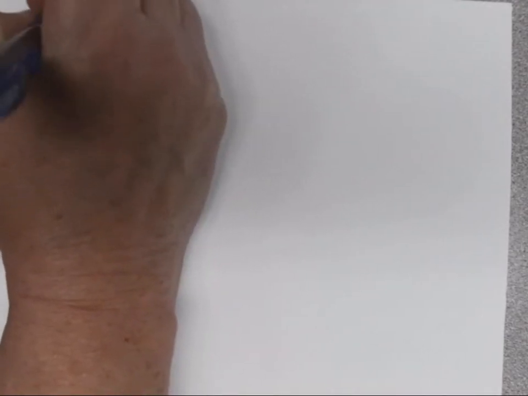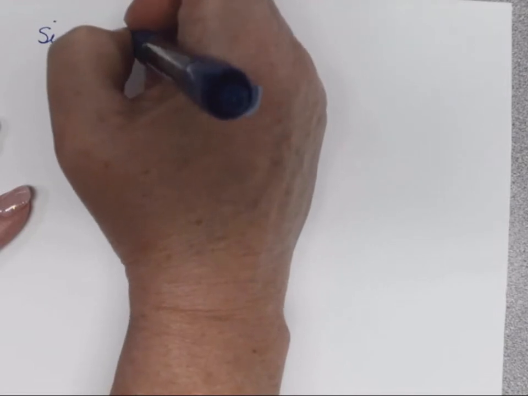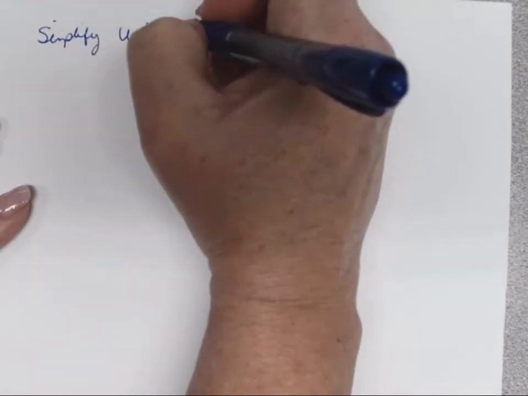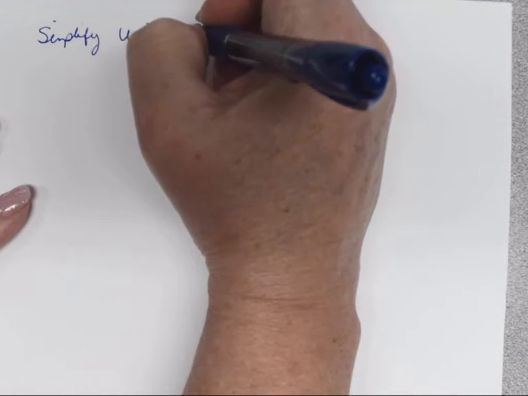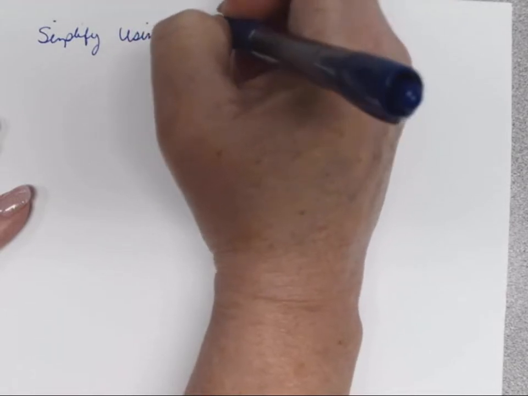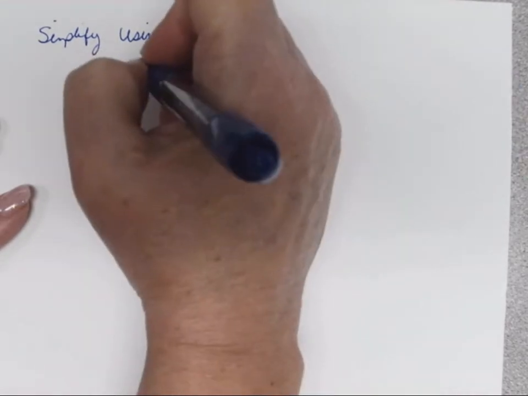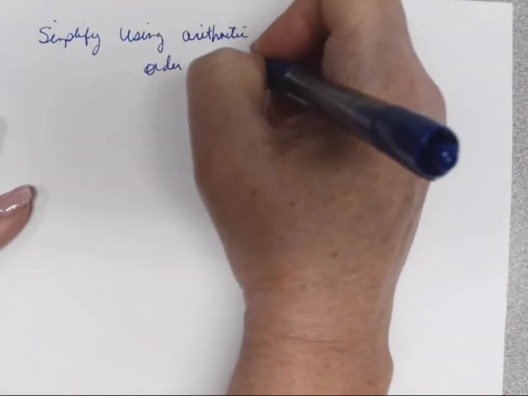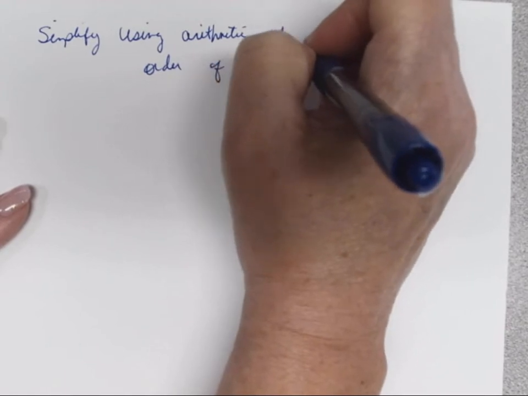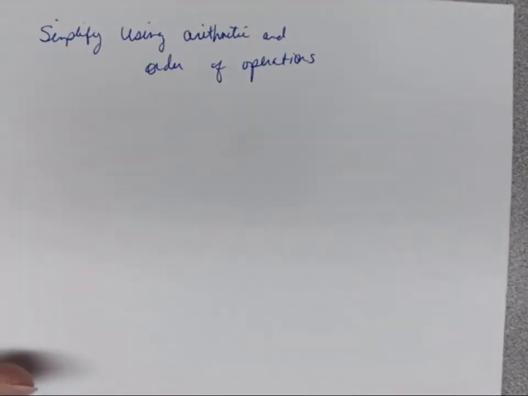Okay, so we're going to work on some review problems, some basic math skills that we should know. So first off, we are going to simplify using arithmetic and the order of operations. So we're going to just use some basic math skills here.